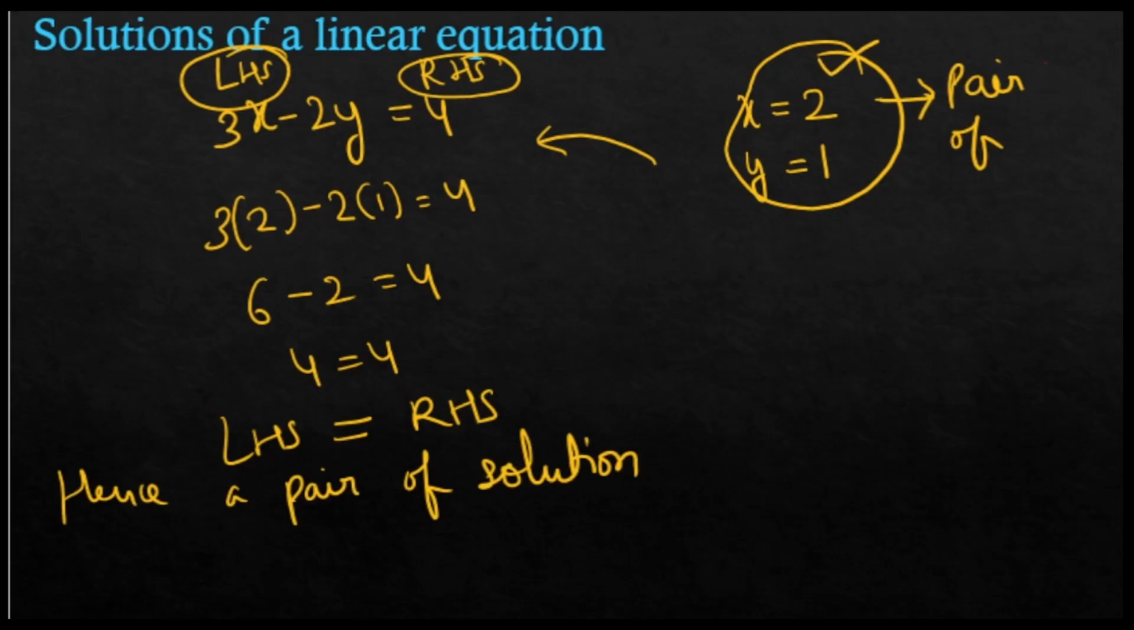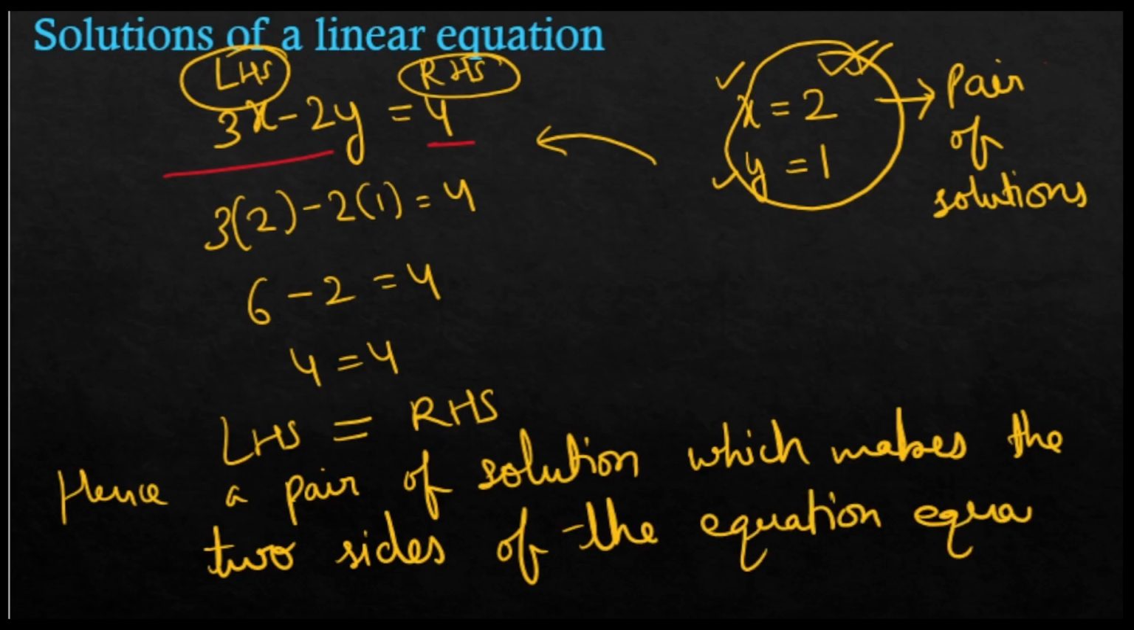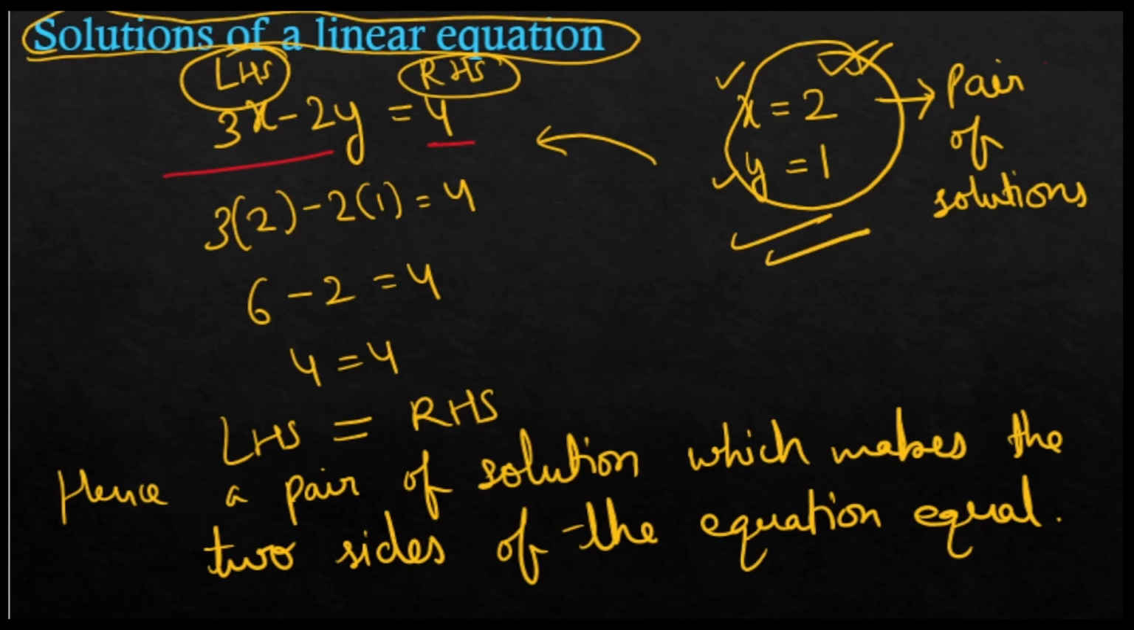The values which we assigned to the variables x and y are the pair of solutions which make the two sides, the left side and the right side of the equation, equal. A pair of values which makes the two sides of the equation equal, those are the solutions of the linear equation. So this is the pair of solutions for this equation.